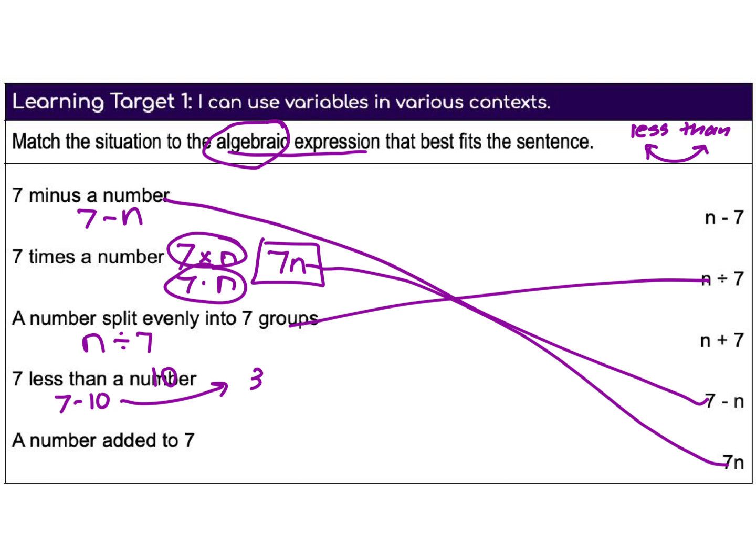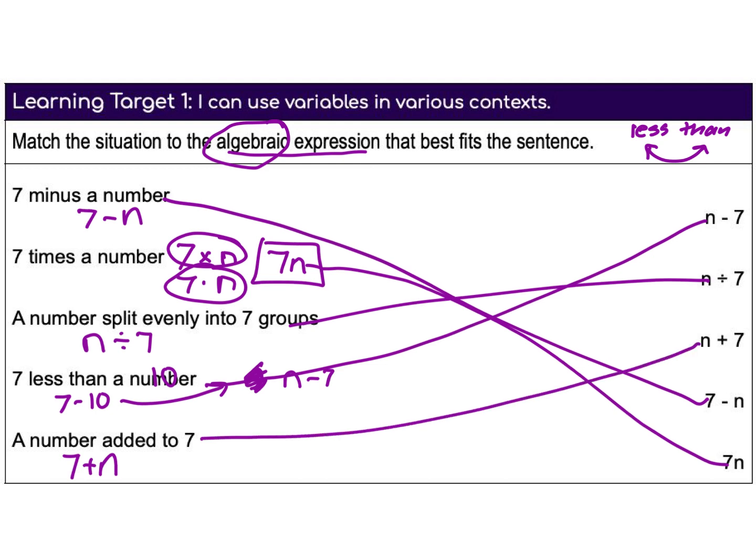So 7 less than a number would be the number and then minus 7. Just like if we put the 10 there, it'd be the 10 minus 7 to get that answer of 3. And so the number minus 7 is this one. And a number added to 7. I'm going to take my 7 and I'm going to add that number. Oh, and I have it backwards, but addition doesn't matter what order they're in. Subtraction and division do.